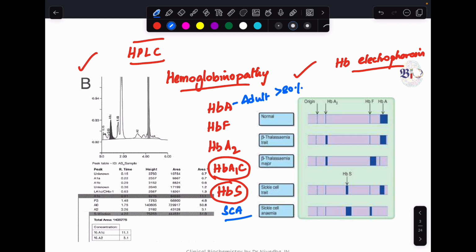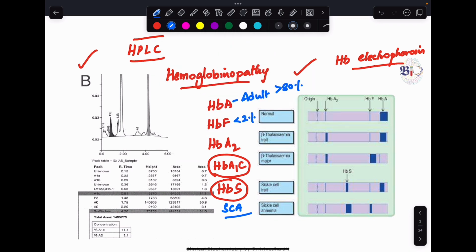HbF is the fetal hemoglobin, and this should be less than 2%. In an adult, if you measure HbF, it should be less than 2%. Then the HbA2 fraction normally should be less than 3 to 3.5%.